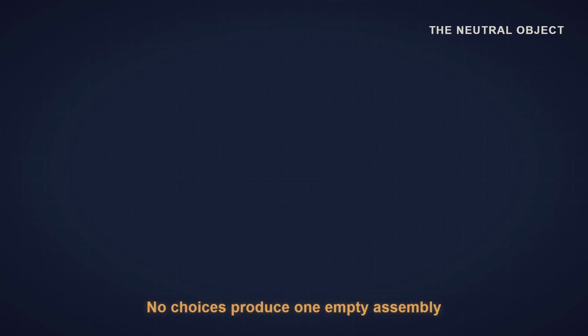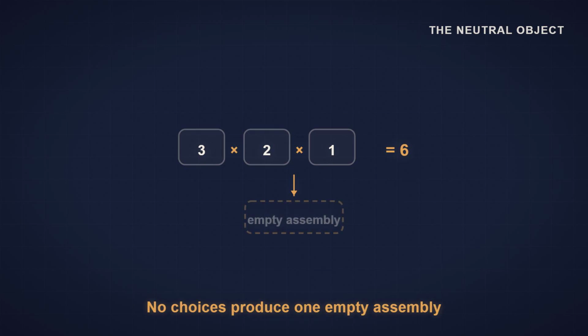Empty products appear naturally when formulas split objects into independent parts. Imagine multiplying the sizes of several choice sets. A part with one option contributes a factor of 1 and leaves the total unchanged. A construction with no parts at all also has one empty assembly. This mirrors the empty arrangement exactly. The algebraic identity and the counting interpretation are not separate coincidences. They describe the same neutral object from two directions. Multiplication says no factors change 1. Combinatorics says no choices produce one empty completion. 0 factorial sits where those two structures meet.